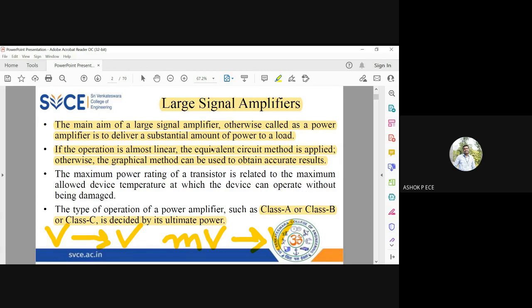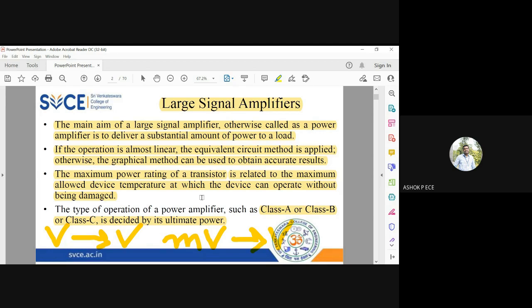In that case, only approximate results can be obtained. You cannot have methods to get accurate results, since I am not operating in the linear region. The maximum power rating of the transistor also has to be considered. When a transistor is manufactured, the manufacturers give a data sheet. That data sheet will have the maximum power rating of the transistor, which means the maximum power the transistor can withstand without being damaged at the collector side, because the output is taken across the collector.